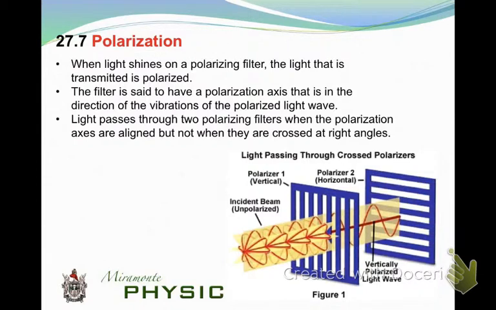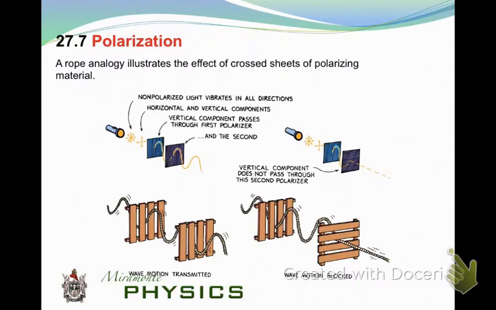Okay, a little bit more with the description, and then I have some demos so you can see what's going on here. Your rope analogy illustrates the effect of crossing sheets of polarized material. So here is a light bulb, a flashlight, and light comes in all directions. Let's just think about the horizontal and the vertical. It comes through this filter and only the vertical gets through. If it comes through another vertical, it will go right on through. The first sheet polarizes the light, and then the light gets through because the two filters are aligned.